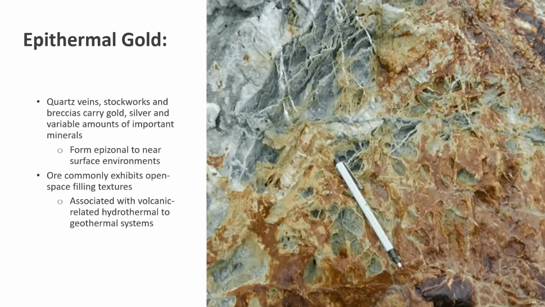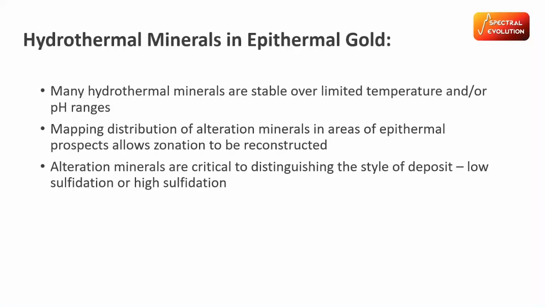So epithermal gold, quartz veins, stockworks, and breccias carry gold, silver, and variable amounts of important minerals. They form in epizonal to near-surface environments, and these ores commonly exhibit open-space filling textures associated with volcanic-related hydrothermal to geothermal systems. So, hydrothermal minerals in epithermal gold.